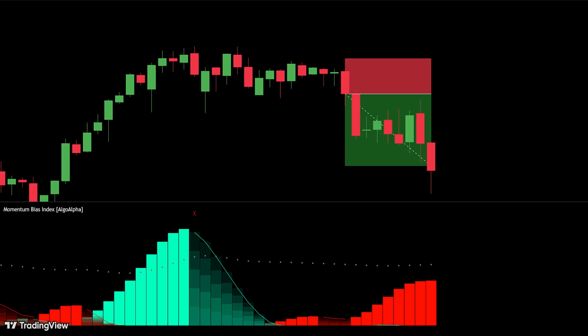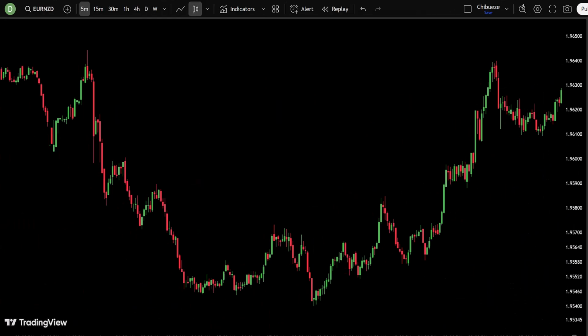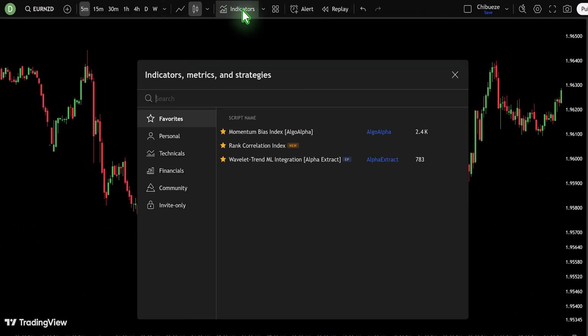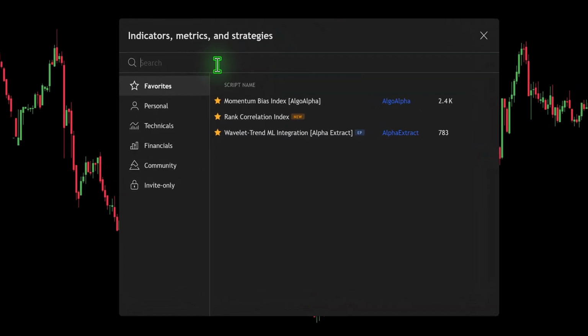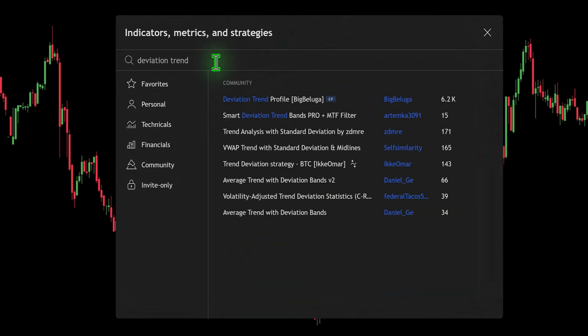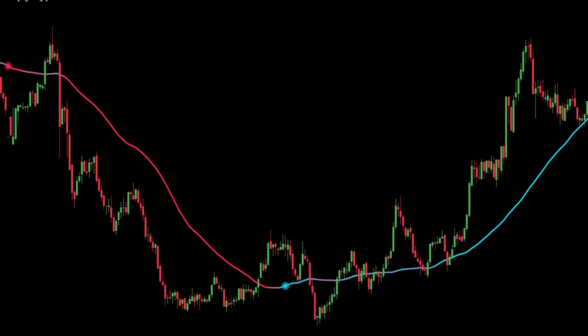Now, to generate even more accurate signals from this indicator, we need to add another highly effective tool. And for that, you will go to this Indicators tab again, and then search for the Deviation Trend Profile. And you would want to add this one that was published by Big Beluga, and then you click on it to add it to the chart.